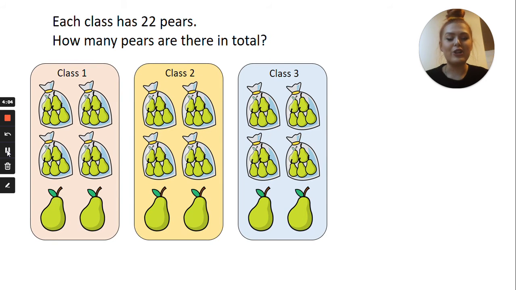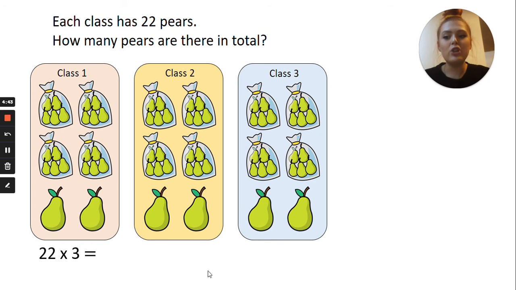Our third question looks like this. Each class has 22 pairs. How many pairs are there in total? We could use the calculations we've already worked out to help us solve this. We know that 20 pairs in each class works out as 60 pairs in total, and we know that 2 pairs in each works out as 6 in total. So we could have added those 2 totals together. 60 add 6, and that would have given us the answer 66. But we also could have done it as a total altogether in our short multiplication.